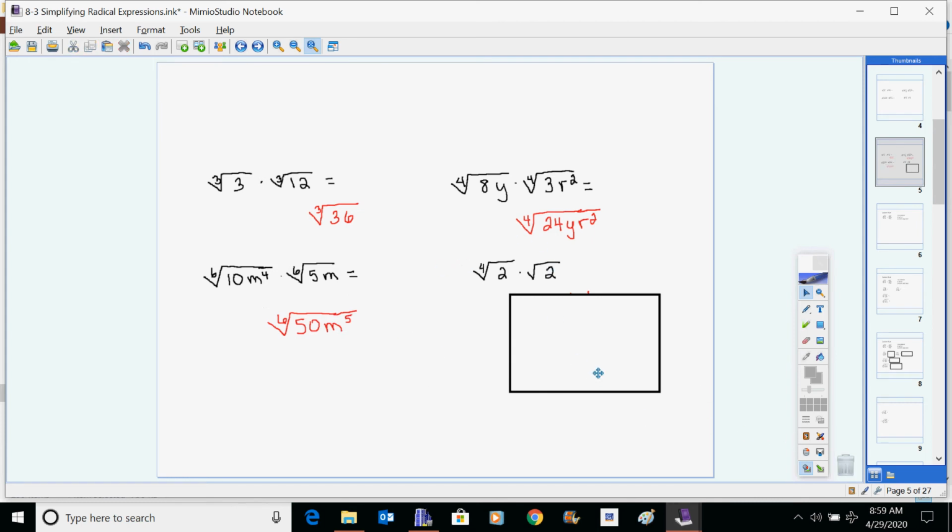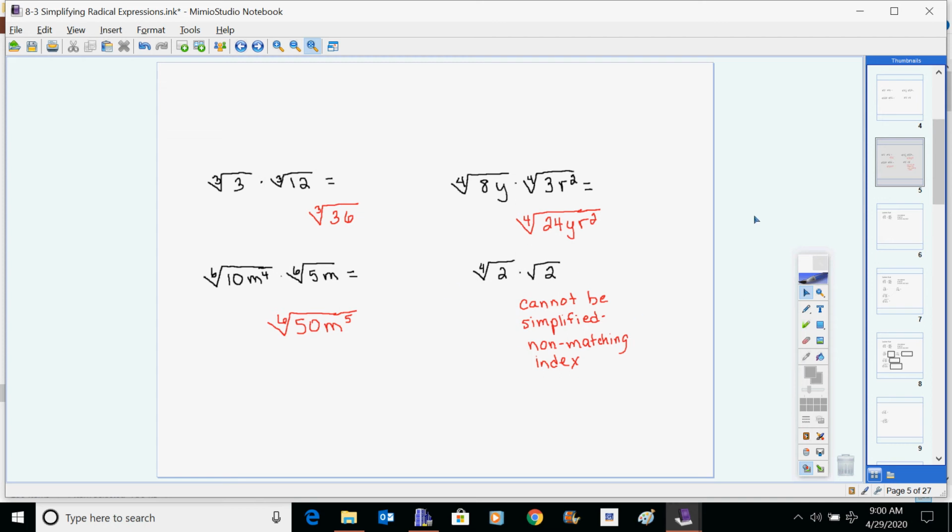These indexes do not match. So for now, at the beginning of the lesson, we'll say that they can't be simplified because of the non-matching index. We will keep that in the back of our mind because by the end of the lesson, we will have a way of simplifying it. But for now, we're just making the point that you can't just simply scoop it up under the same radical.